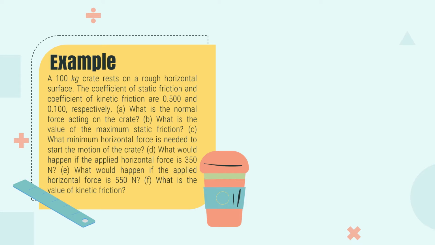For our first example, a 100 kilogram crate rests on a rough horizontal surface. The coefficient of static friction and coefficient of kinetic friction are 5/10 and 1/10 respectively. What is the normal force acting on the crate? What is the value of the maximum static friction? What minimum horizontal force is needed to start the motion of the crate? What would happen if the applied horizontal force is 350 Newton? What would happen if the applied horizontal force is 550 Newton? What is the value of kinetic friction?